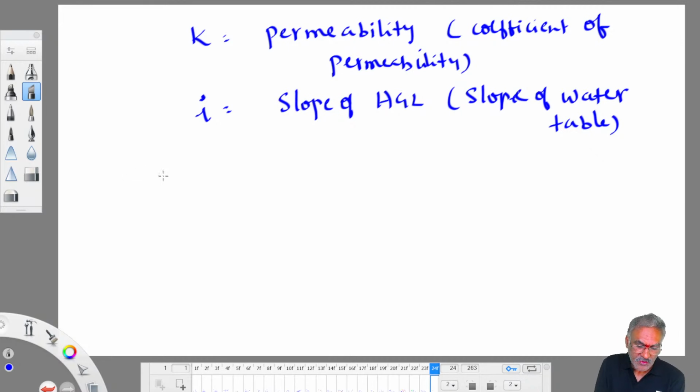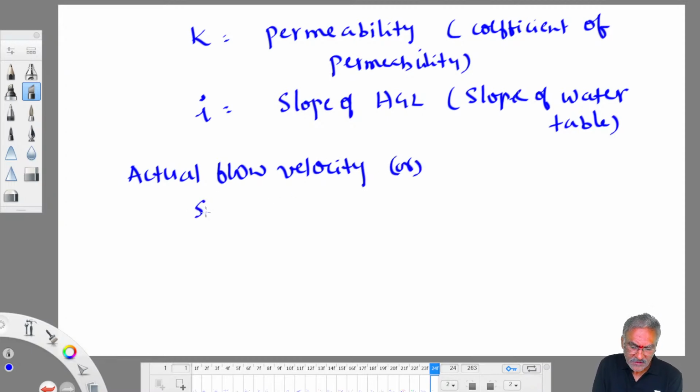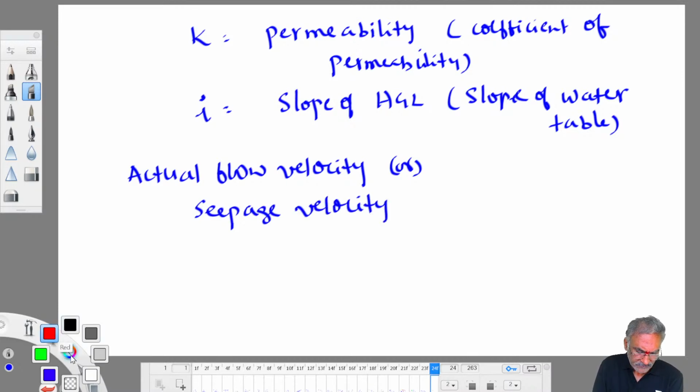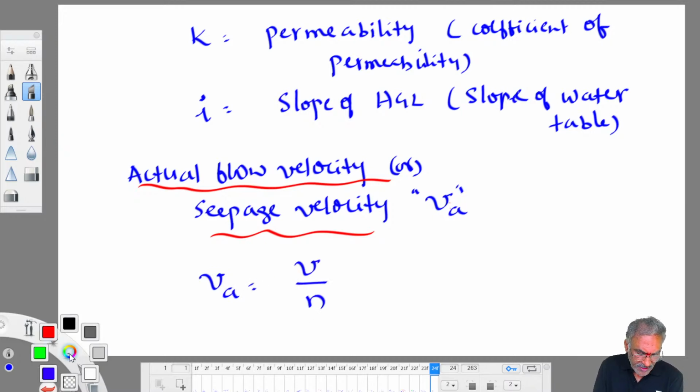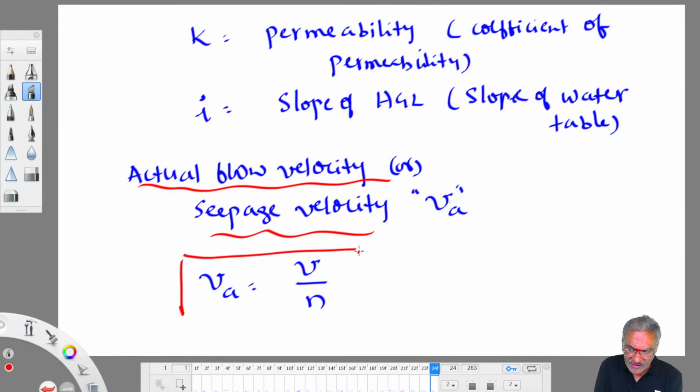But the actual flow velocity through ground is called seepage velocity. Actual flow velocity or seepage velocity is denoted by VA. So actual flow velocity VA is equal to apparent flow velocity divided by porosity. If you divide by porosity, you get the actual flow velocity or seepage velocity through ground.